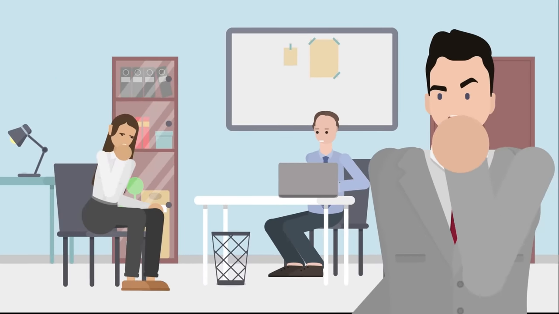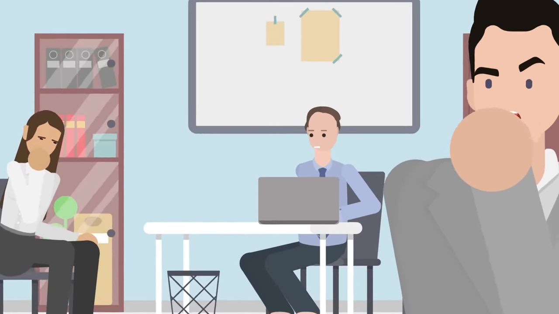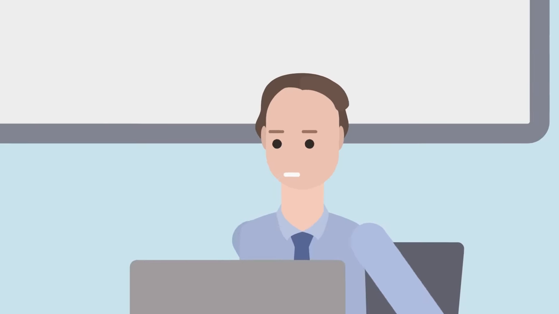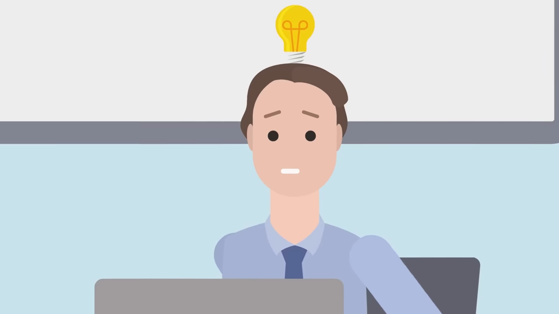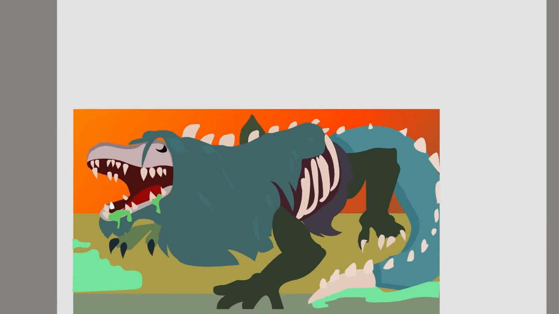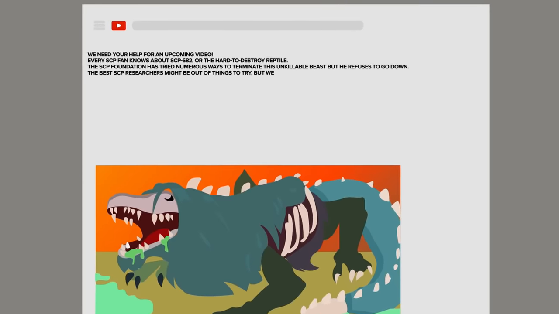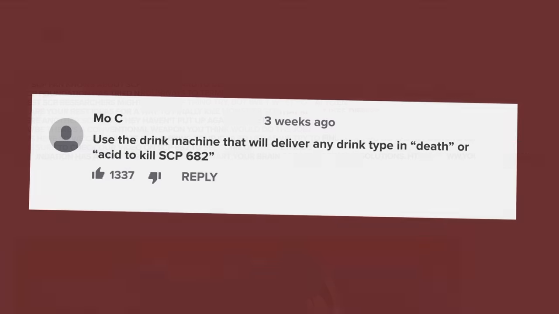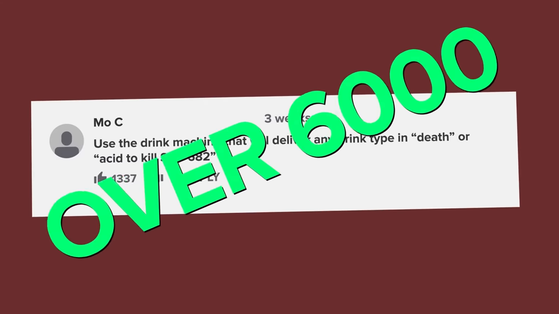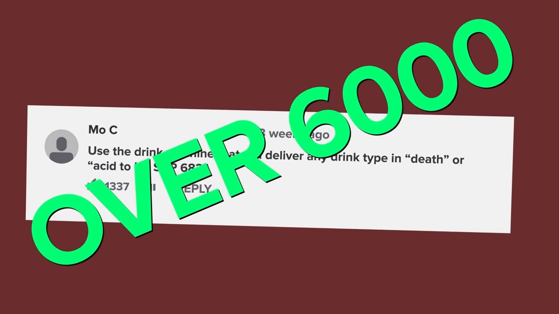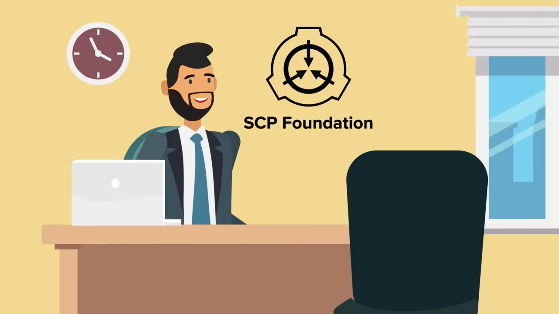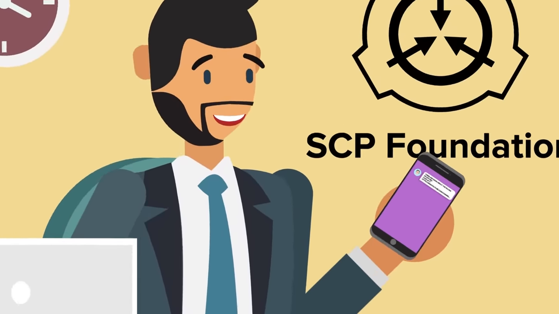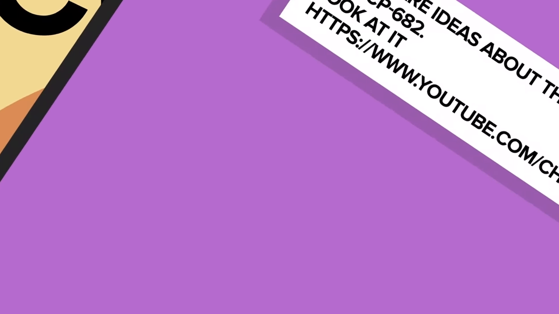That's why we've done what the Foundation isn't allowed to. We outsourced the dirty job of squashing this lizard to all of you. We made a community post asking for your ideas on how this scaly abomination can finally be destroyed, and you delivered big time. A truly staggering amount, with over 6,000 comments. Now let's see if we can finally get our answer, because believe us, the Foundation is desperate at this point.